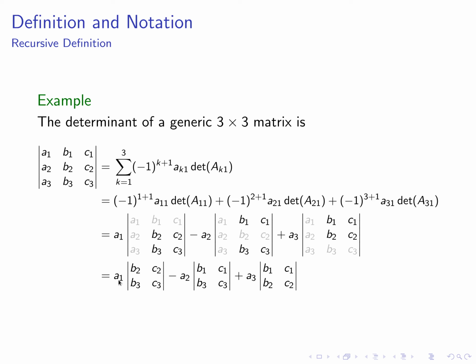Each one of these 3 terms is a choice of one of the entries in the first column multiplied by plus or minus 1, depending on its location. Then we delete a row and a column and take a determinant of whatever's left over. So we end up with 3 terms where each term depends on the formula for the determinant of a 2 by 2 matrix. And the idea is that 2 by 2 determinants are not difficult to calculate. So once we have this formula, we can quickly calculate the determinant of our 3 by 3 matrix.